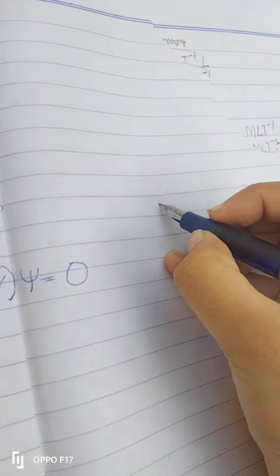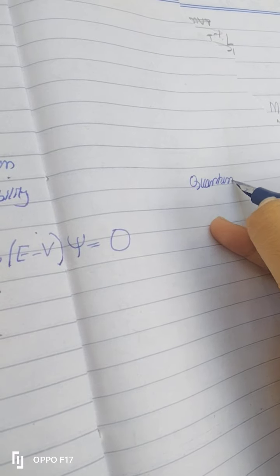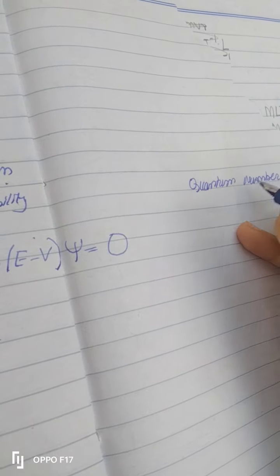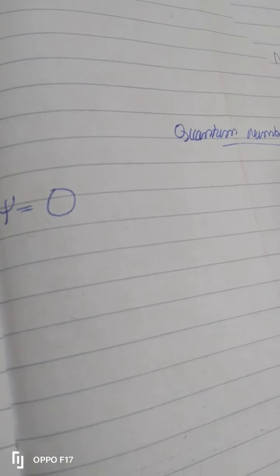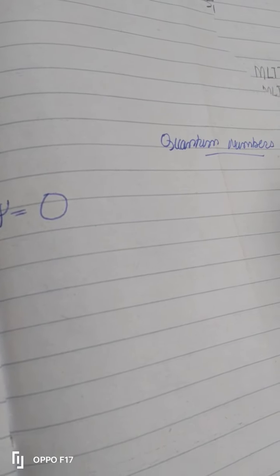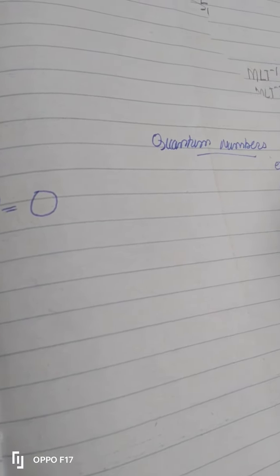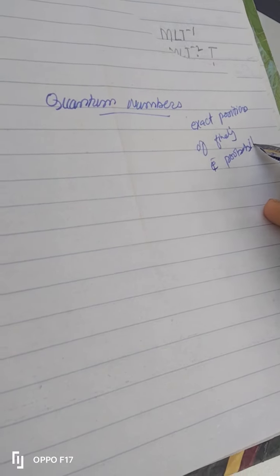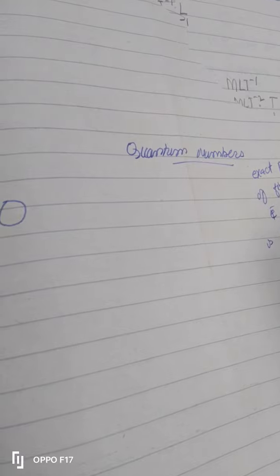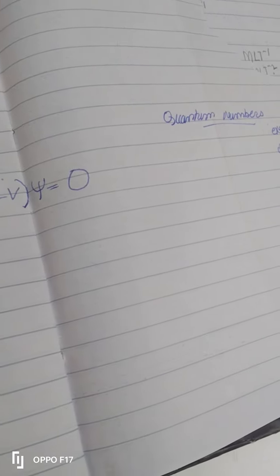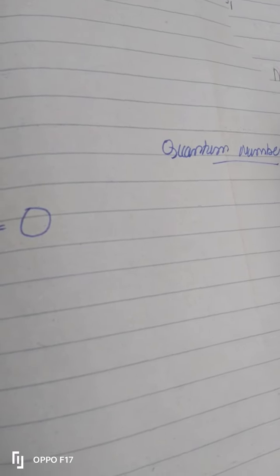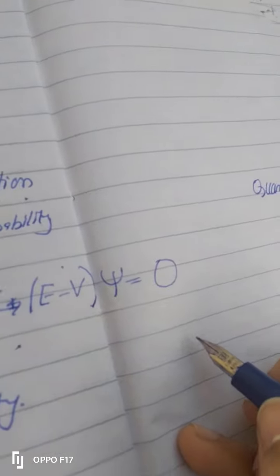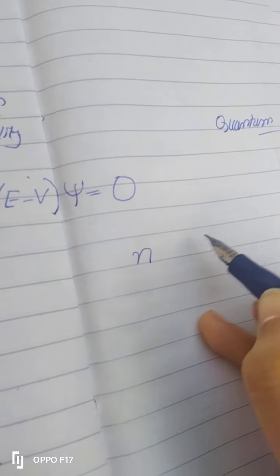Now quantum numbers. What are quantum numbers? Why do we need them? Quantum numbers tell you the exact position where the probability of finding the electron is highest. It tells you the location or the address. So we have four quantum numbers: n, l, m and s.